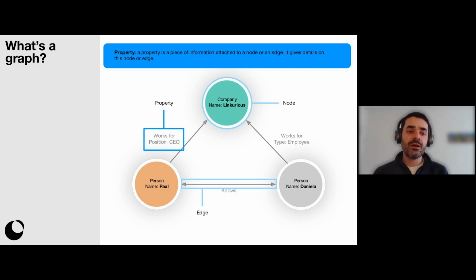And finally, when we're talking about graphs, there are also properties within a graph. A property is really a piece of information that's attached to a node or an edge and gives details about this node or edge. So here we have a property which is the position, and that property has a value which is CEO. So Paul works for Linkurious and has the CEO position within this company.